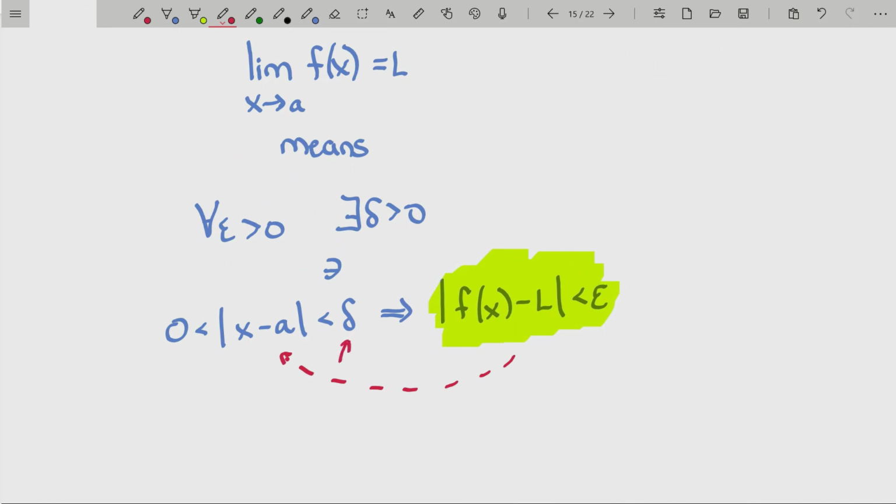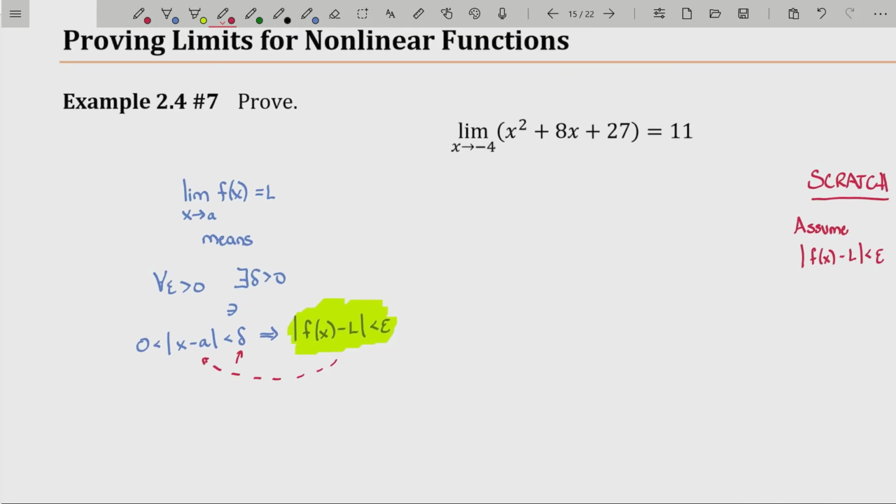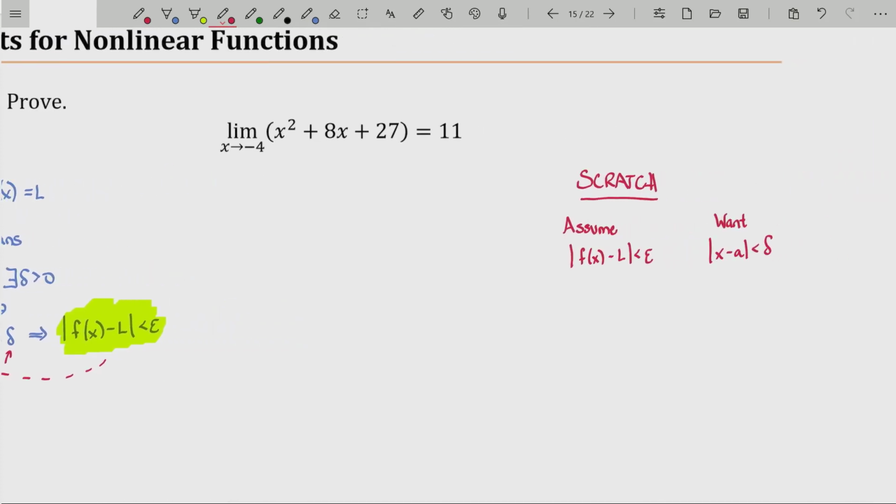That's our process there. So let's go ahead and plug in the function and its limit, the function being x squared plus 8x plus 27. So I'll plug that in. The absolute value of x squared plus 8x plus 27, and we're going to lose the limit 11. We'll assume that somehow we got that to be less than epsilon. Somehow. It was magic, right?